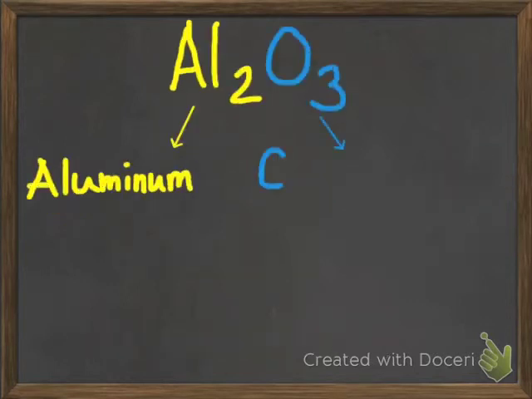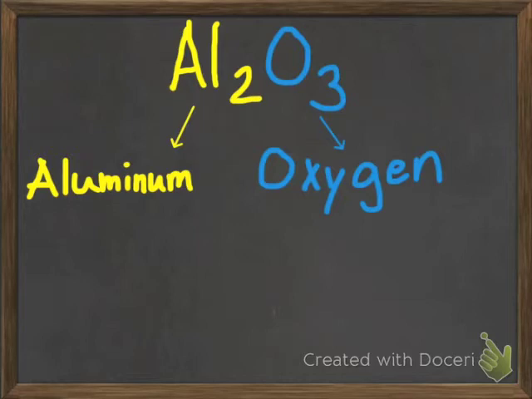Here is aluminum and oxygen. In order to name this, we do the same thing. Even though there's 2 aluminums and 3 oxygens, we don't have to specify that in our naming. That's because these 2 elements have specific oxidation states. And when we start talking about writing the ionic or the chemical formula, this will make more sense.